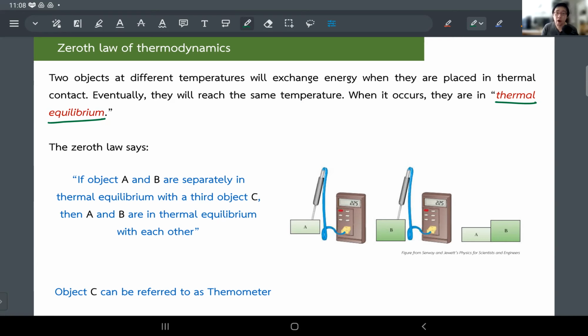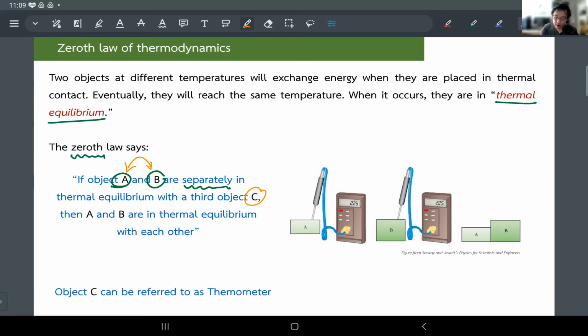When you're doing all this stuff, it leads you to a very simple zeroth law of thermodynamics. It says, if objects A and B are separately in equilibrium with a third one, let's name it object C, then A and B are guaranteed to be in equilibrium as well when they are in thermal contact with each other. Sounds good? So actually the zeroth law of thermodynamics is related directly to the thermometer.